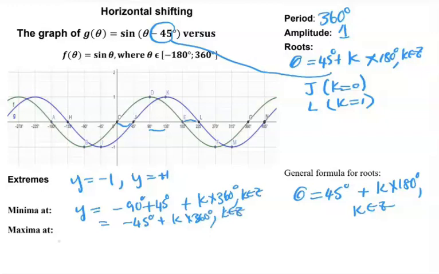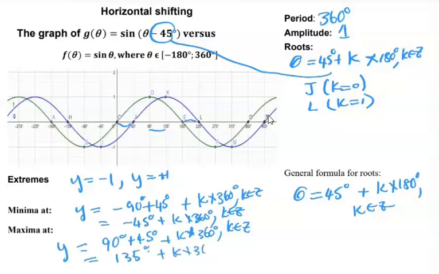The same for the maxima. We can just start with the first value here, which is actually 90 degrees plus 45 degrees plus k times 360 degrees, where k is an element of Z. So that gives us 135 degrees plus k times 360 degrees, k an element of Z.